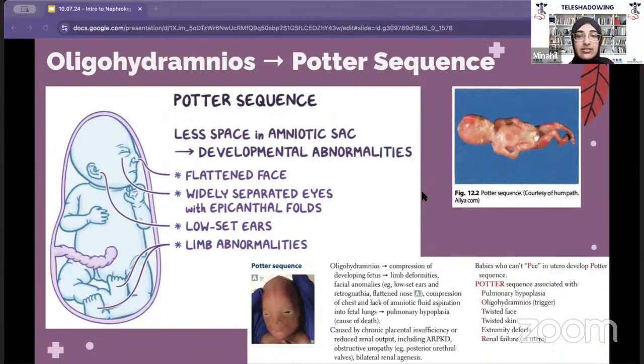leads to Potter sequence, and it's not compatible with life because of the important role the kidneys play in fetal development, especially the lungs. So understanding renal agenesis really highlights the importance of each kidney in maintaining overall health, and also how important these organs are for fetal development in general.